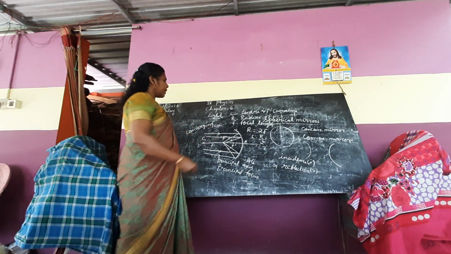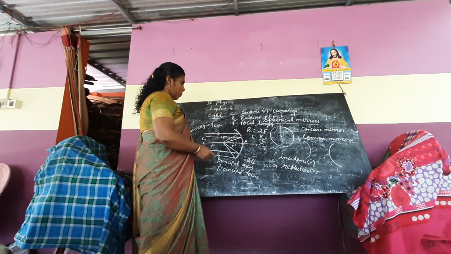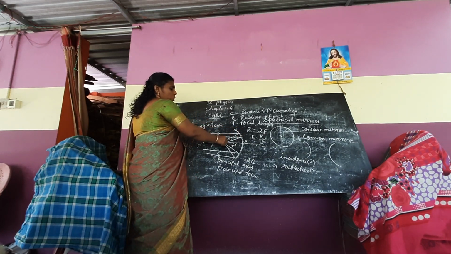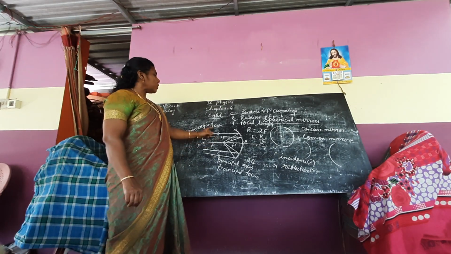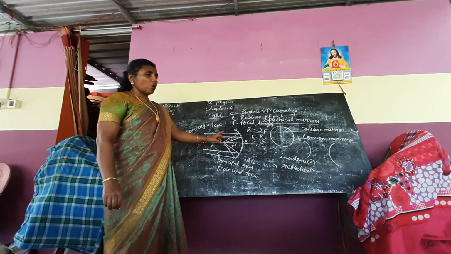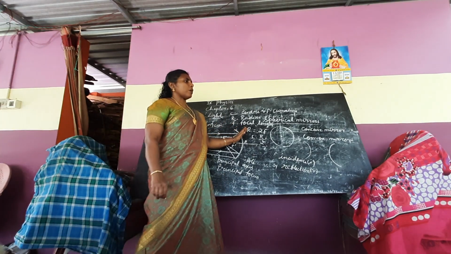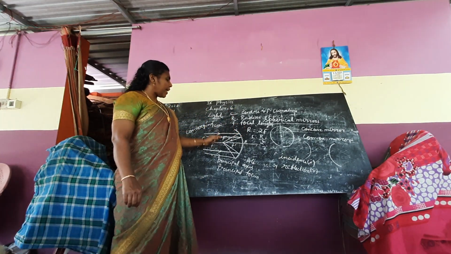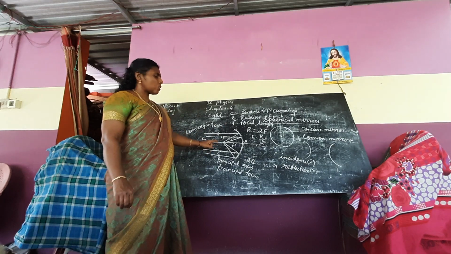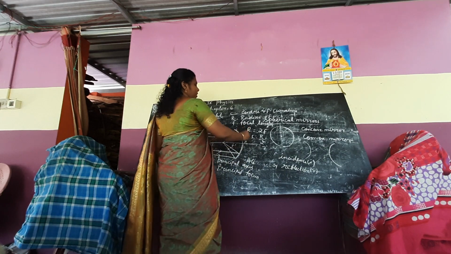Now this is the incident ray. The incident ray passes to the spherical mirror, which mirror? Concave mirror. After reflection, what happened? It converges to the principal focus here. So this concave mirror is also known as a converging mirror. Why are we saying converging mirror? When light falls on the concave mirror, after reflection it will converge at the principal focus. So the concave mirror is called by another name, converging mirror.